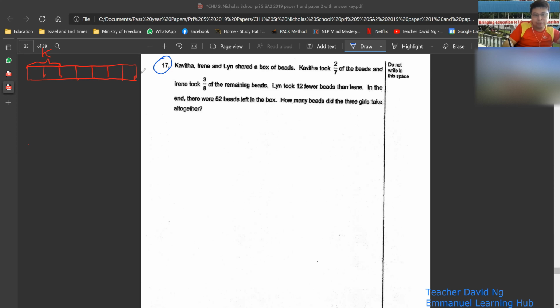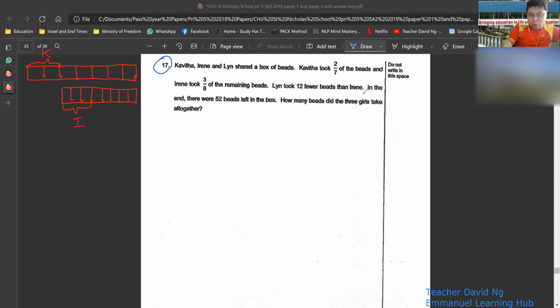So we are left with 5/7. Pull down. So these are the remaining beads, right? You agree this is the remaining beads? Okay, the remaining beads divide into 8 parts. I told you to divide into half first, then quarter, then 8. So you divide into 8 parts. 3/8 of the remaining is Irene. Agree?